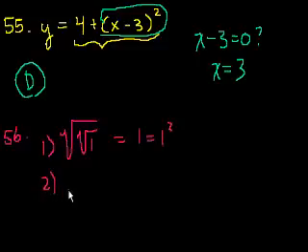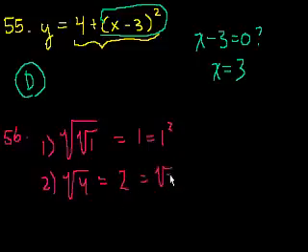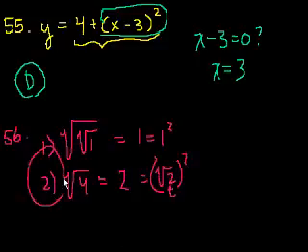2. Square root of 4. Square root of 4, that equals 2. Now, is that the square of an integer? No, that's equal to square root of 2 squared. But this clearly is not an integer, right? So the choice is 2. 2 is not equal to the square of an integer.